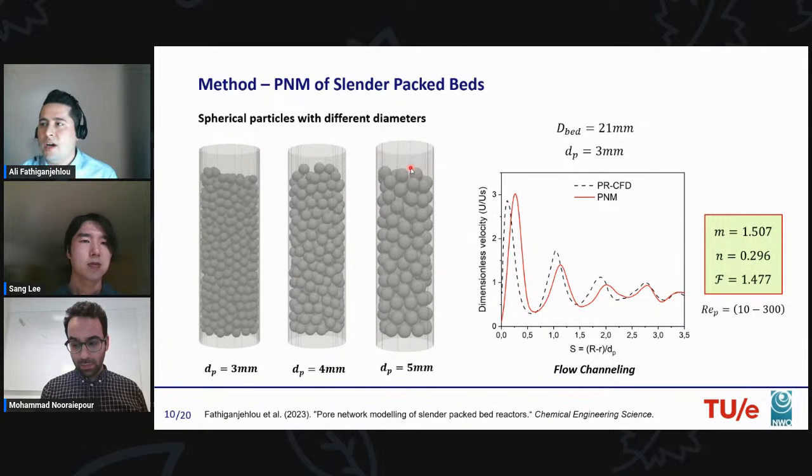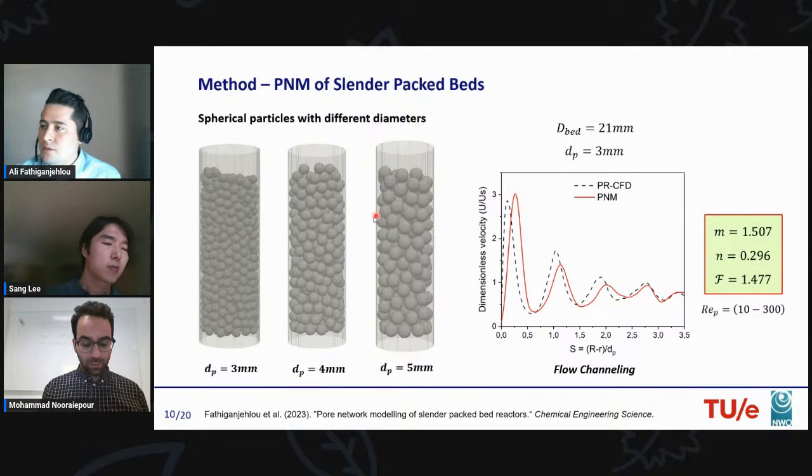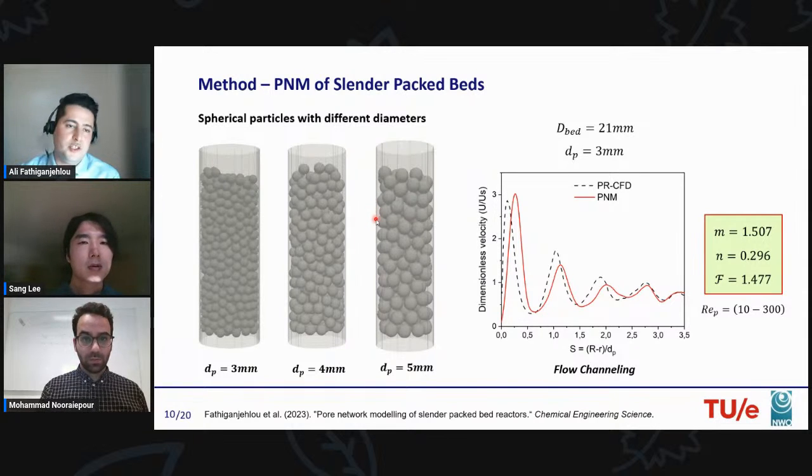And so why are slender packed beds used? These are used for highly exothermic reactions, where we need to have proper heat management of the chemical reactor that you're using.